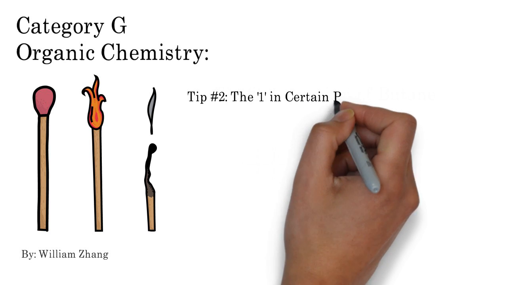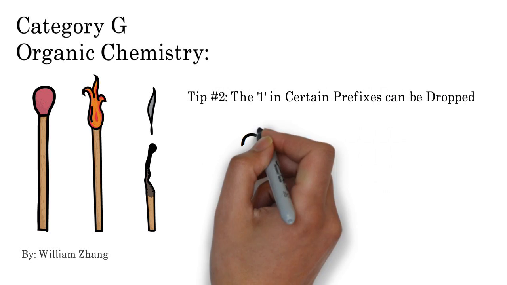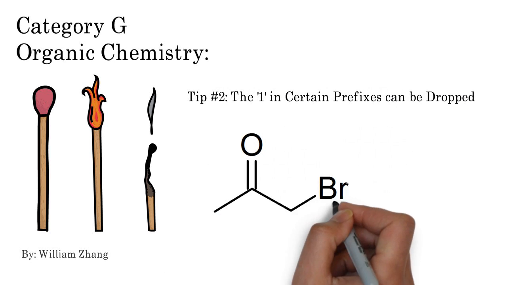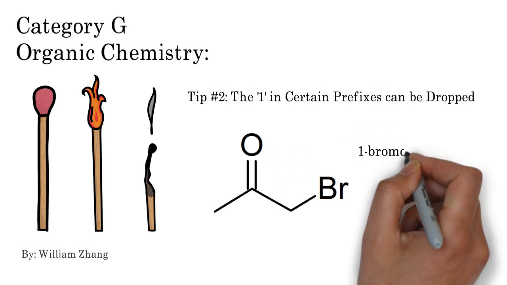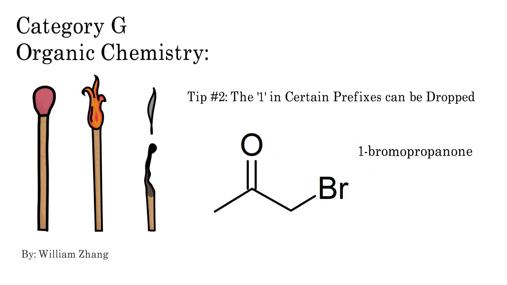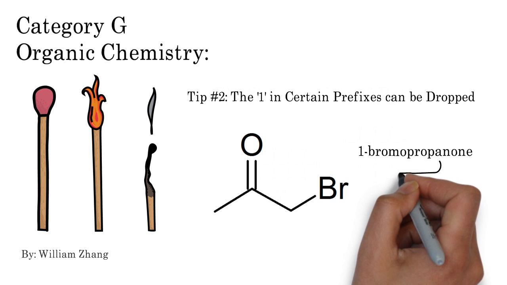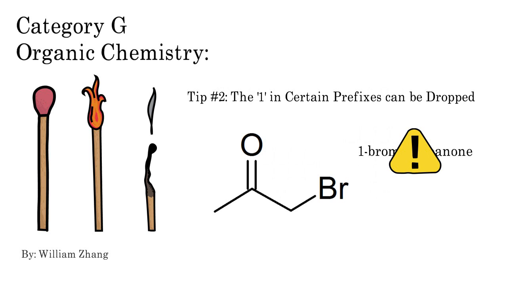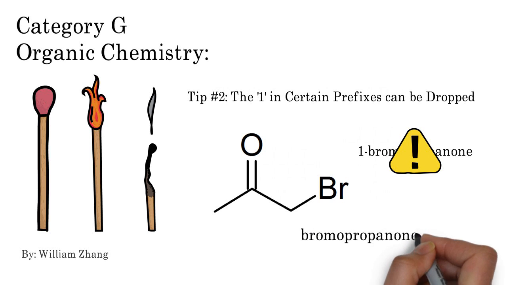Tip number 2 is that the 1 in certain prefixes can be dropped. So here we have a 3-carbon chain with a ketone and a bromine. Now we would think that this is 1-bromopropanone, but we have to be careful. In this case, it is simply bromopropanone. If you look at it this way, bromine can be added to either terminal carbon and would still occupy the first position. Therefore, adding 1 would be redundant.